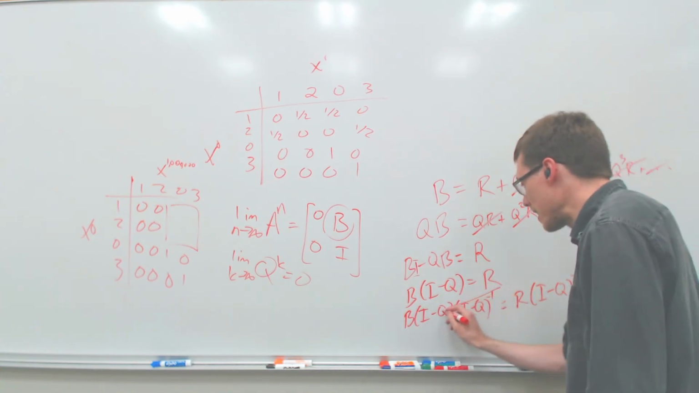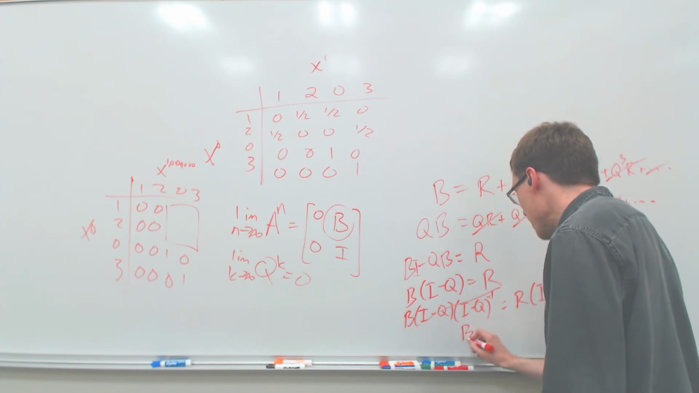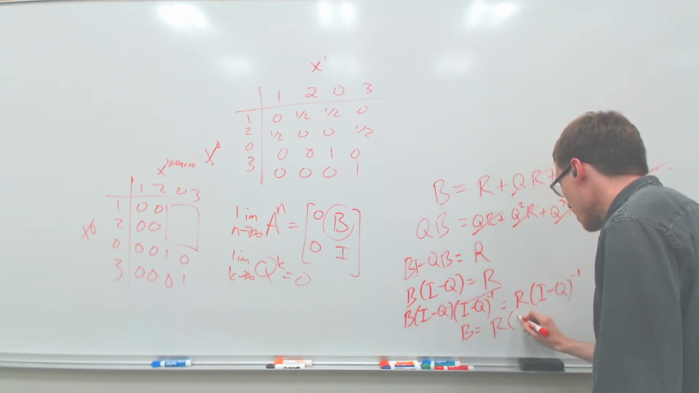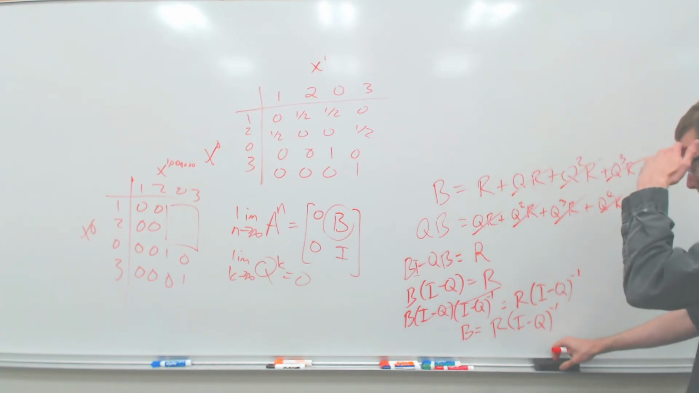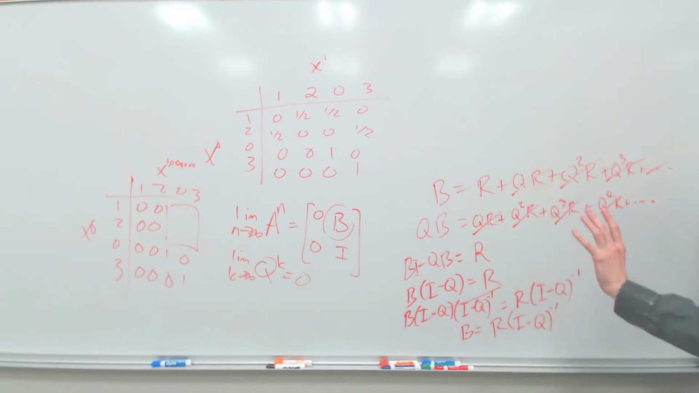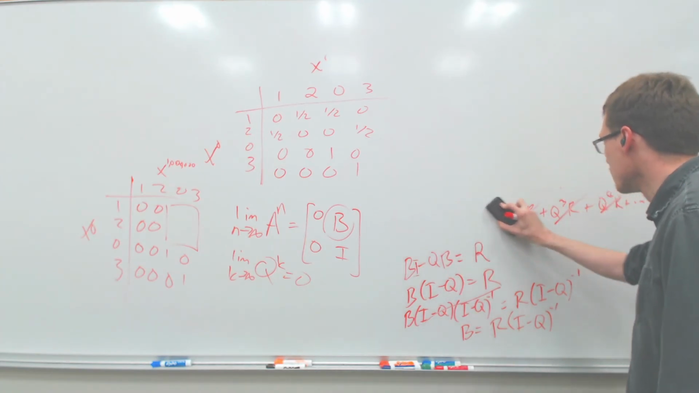All right, and now these cancel, and now we just get that B is equal to R times I minus Q inverse. Phew. All right, there was that derivation. That was cool.